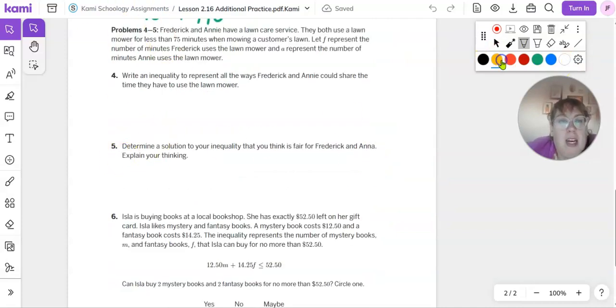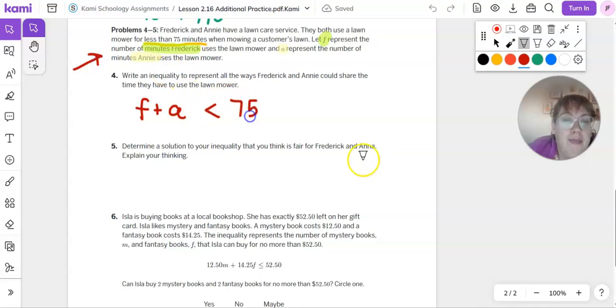Problems 4 through 5. Frederick and Anna have a lawn care service. They both use a lawnmower for less than 75 minutes when mowing a customer's lawn. Now it says F represents the number of minutes for Frederick, and A is the number of minutes for Annie. Write an inequality to represent all the ways Frederick and Annie could share the time that they have this lawnmower. So we have all the time for Frederick plus all the time that Anna uses it, and we know that's going to be, we look right here, less than 75.